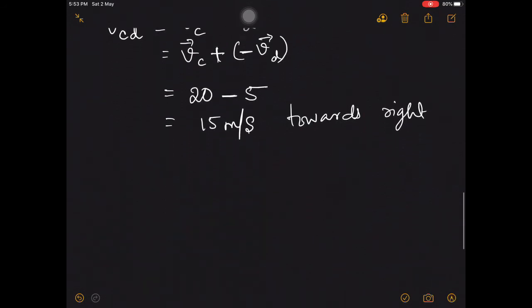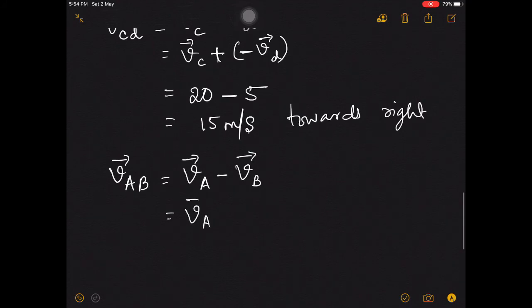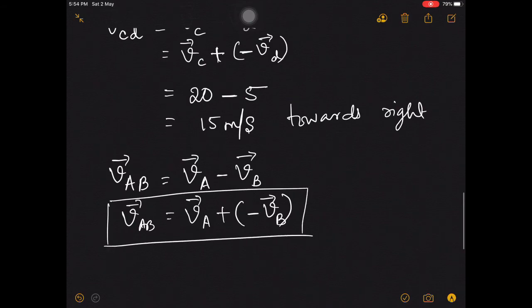I am repeating once again. When I asked you what is the relative velocity of A with respect to B, you are doing this calculation, VA minus VB. This is as good as saying that you are adding the negative of vector VB. Keep this in mind. This is the key concept, and it will also be present when we discuss relative velocity in 2 dimensions.